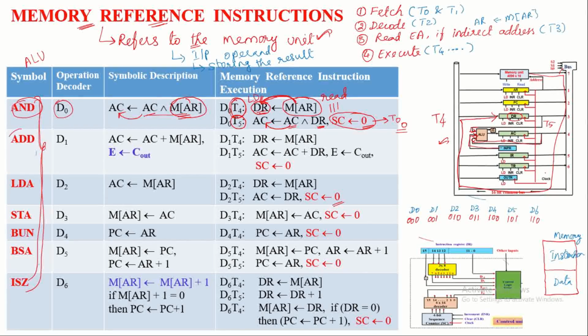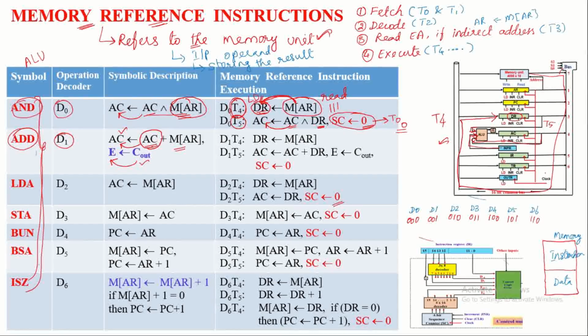Coming to the add operation, it needs to be performed when the D1 output of the decoder is active. Here, for performing the addition operation also, one of the operands is taken from the memory unit and another operand is taken from the accumulator, and the sum value is stored into the accumulator, and if any carry is generated, that is stored into the extended accumulator bit.